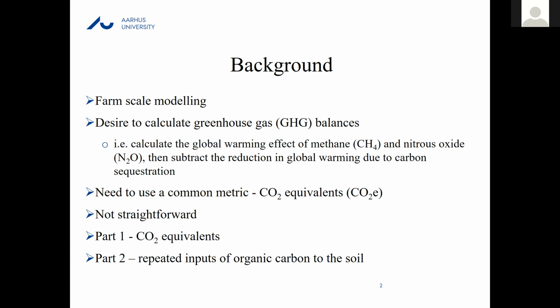To do this, I needed to use a common metric. In this case, that meant carbon dioxide equivalence, which here we can shorten to CO2e. However, this turned out not to be a straightforward exercise, so I hope this presentation will help you understand why. The presentation is in two parts, with the first part dealing with the principles behind the calculation of CO2 equivalents, and the second part dealing with the consequences of repeated inputs of organic carbon to the soil.